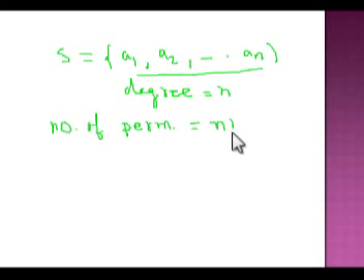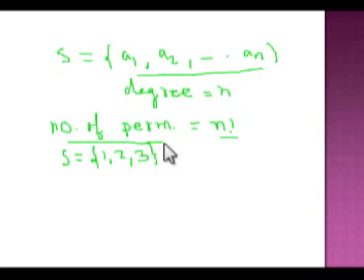I am giving an example: take S equal to 1 to 3. There are 3 elements, so according to the rule, there will be 3 factorial permutations, meaning 6 permutations. So we will find out whether this is true or not.